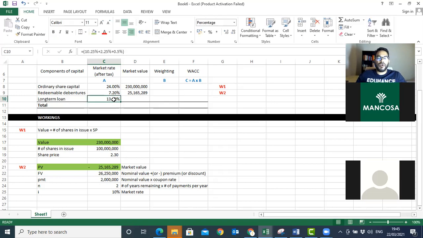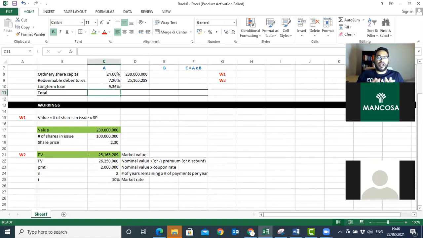But remember, we need an after-tax rate. So therefore, I multiply this by 0.72. You can also work it out if I have to work it out, but you can also do the working separately, okay? Which will probably be safer from an exam point of view. So that's my market rate.